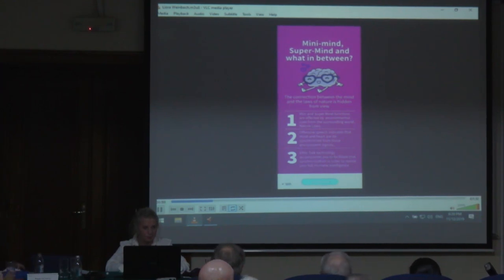The mini and supermind functions are affected by environmental cues from the surrounding world, nature laws. Offensive speech indicates that mind and heart are desynchronized from those environment signals. Ethic Talk Technology accompanies you to facilitate that synchronization in order to realize your full human intelligence.